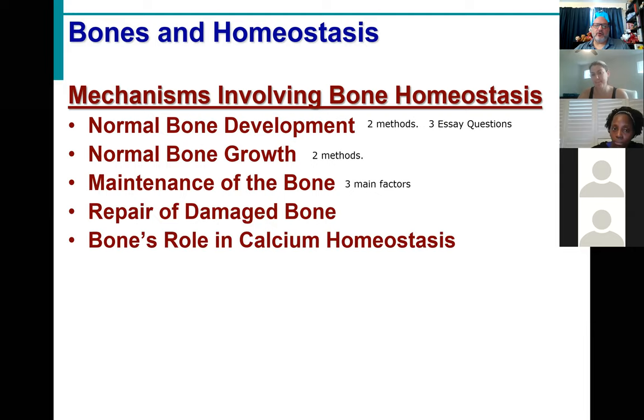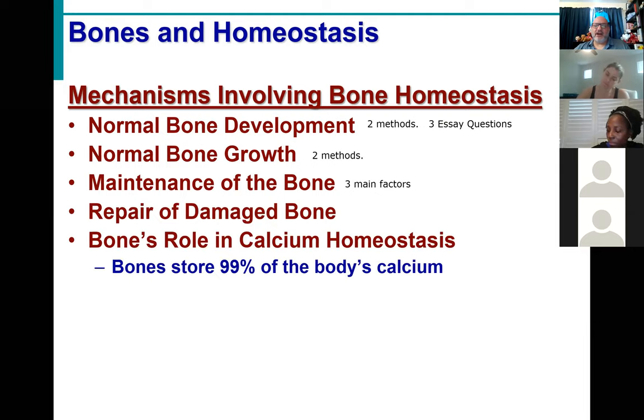Bones is where we store 99% of the body's calcium. But as we know, calcium is super vital for the functions of the body. Calcium makes the cells do wonky things. And towards that end, we need to keep very precise control of the calcium in our body.